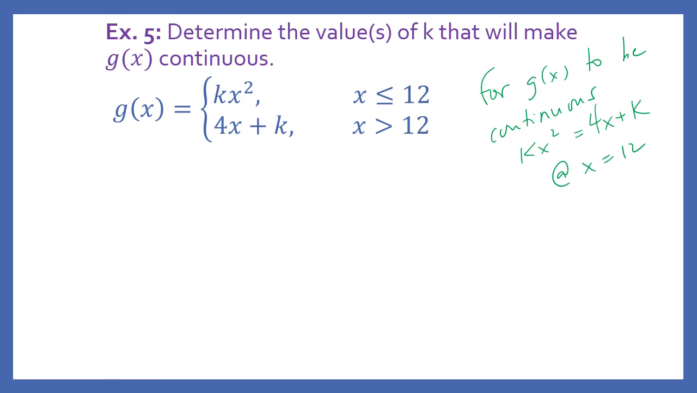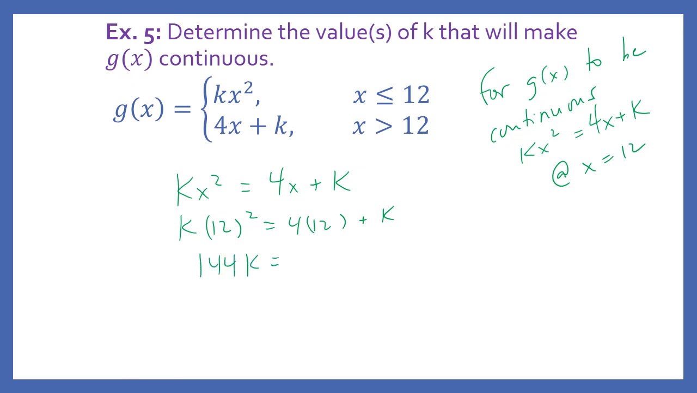So that spells out basically what to do. From there, we just set up an equation. Kx squared has to equal 4x plus k. And since it has to be at x equals 12, you're going to replace x with 12. So k times 12 squared equals 4 times 12, plus k. Do the math. 144k equals 48 plus k.